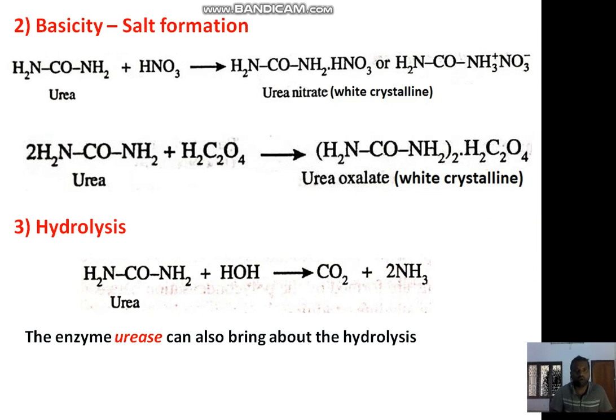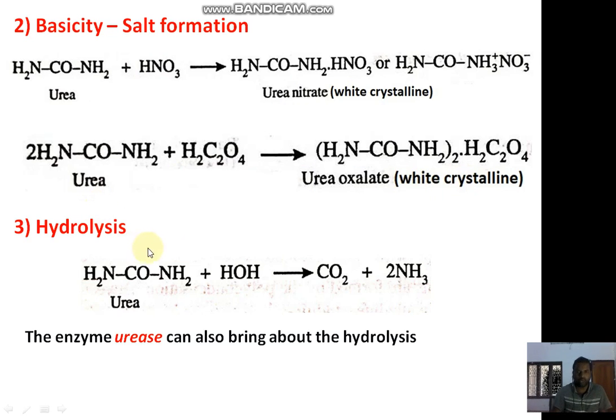Now how is the basicity of urea? Once we react with any acid, it will form the stable salt. The urea is reacting with nitric acid, we get urea nitrate. That is white crystalline urea nitrate formed while reacting with nitric acid. Same way, if you react with oxalic acid, urea oxalate will form. That is also a white crystalline solid.